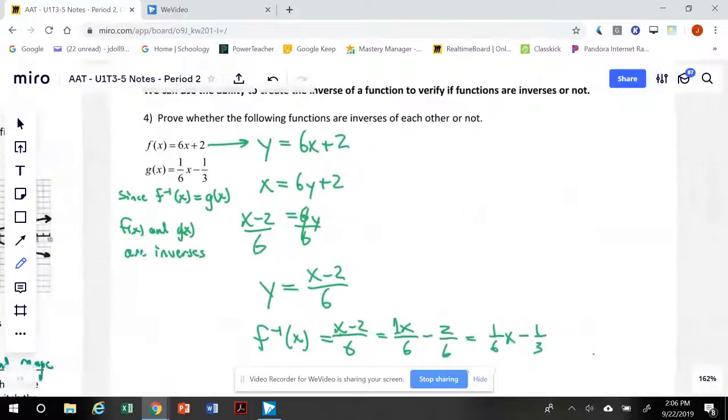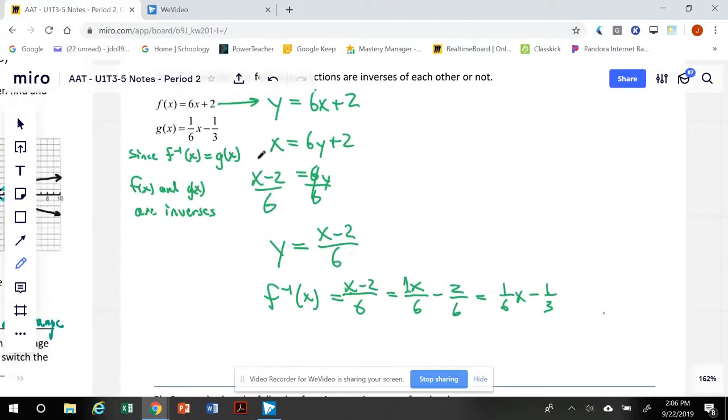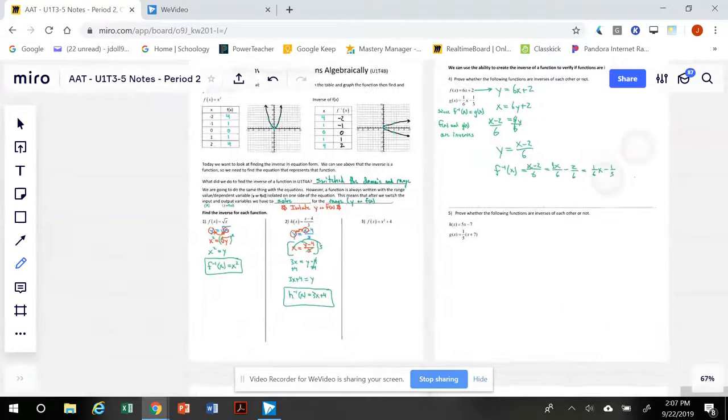All right, and if they were not the same, if what you ended up with for the inverse of f of x was not the same as g of x, then f of x and g of x would not be inverses. Pretty straightforward. So a couple more examples here in these notes for you to work on.